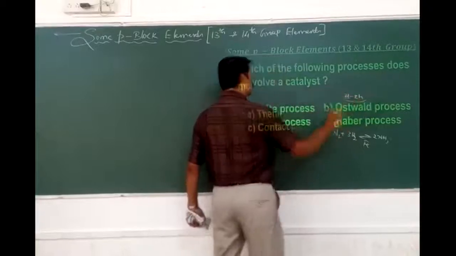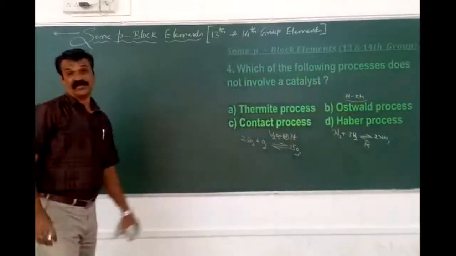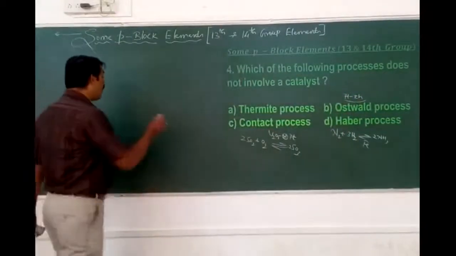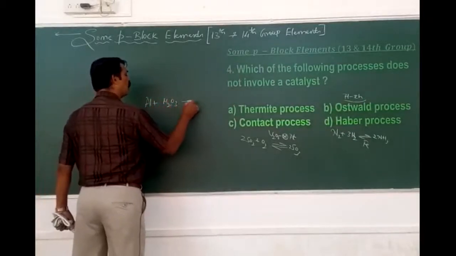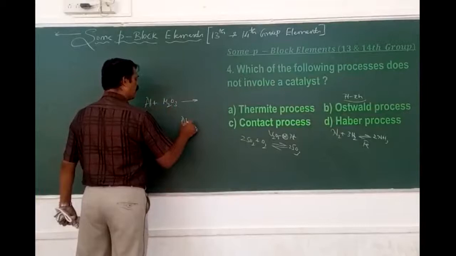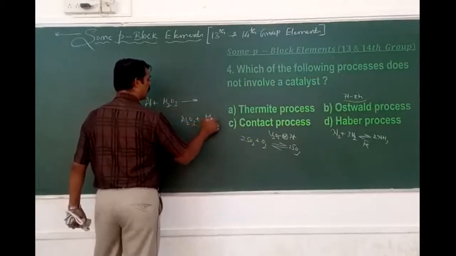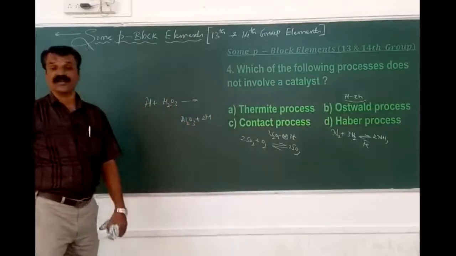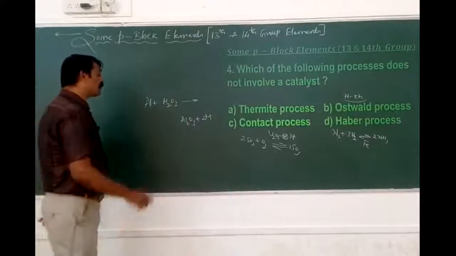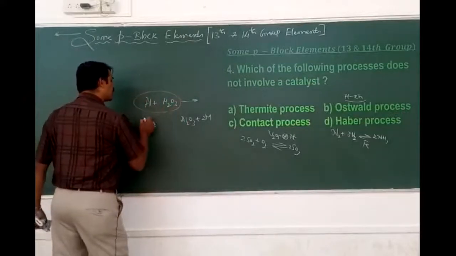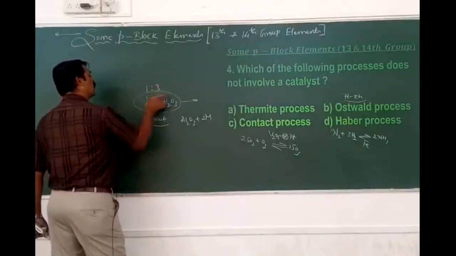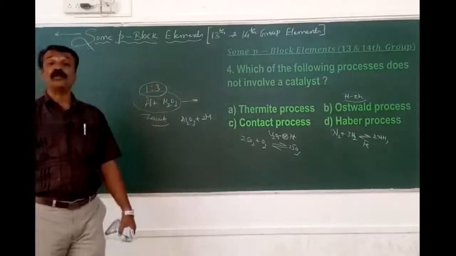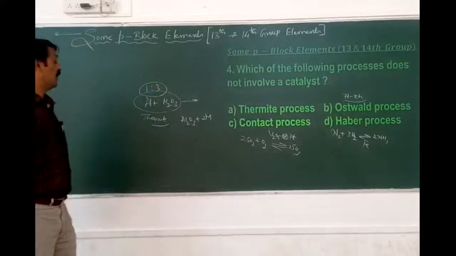But the thermite process is a metallurgical concept, where aluminium reacts with Fe2O3 to form Al2O3 plus M. Make that as M here, for example iron. This mixture is called thermite. They are in the ratio of what to what? A 1:3 mixture of aluminium and the powdered metal oxide.